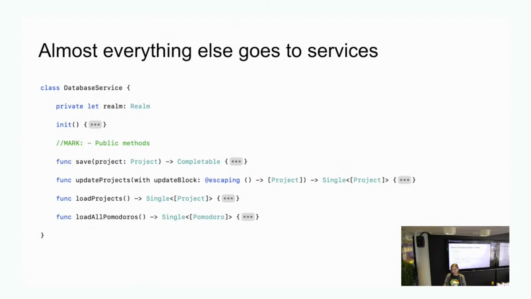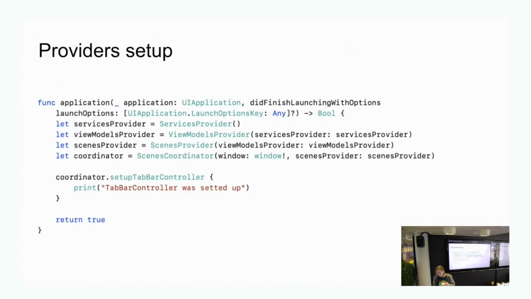Next are services, and this is an example of a service. It's a database service, and well, it's quite stupid, and it knows only about the database and nothing else. It can save, update, load, so it has no idea about UI or anything else, so it's quite isolated. And this is how it all actually binds together.